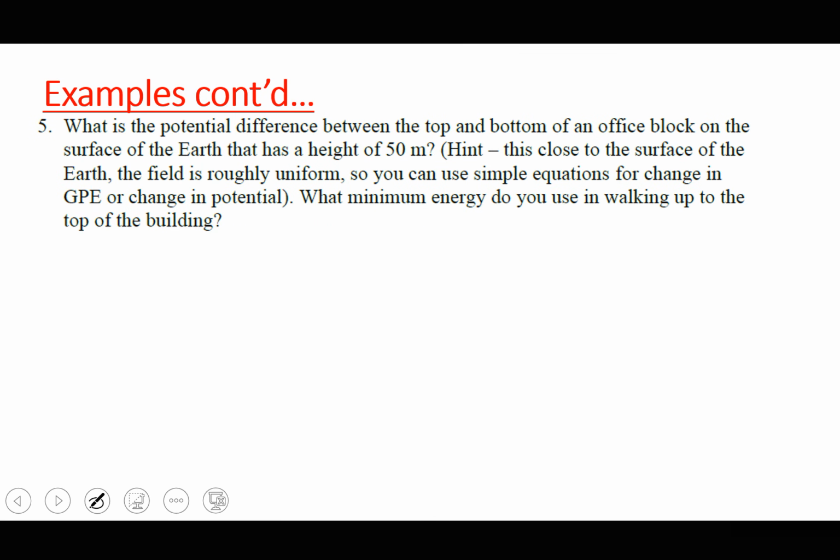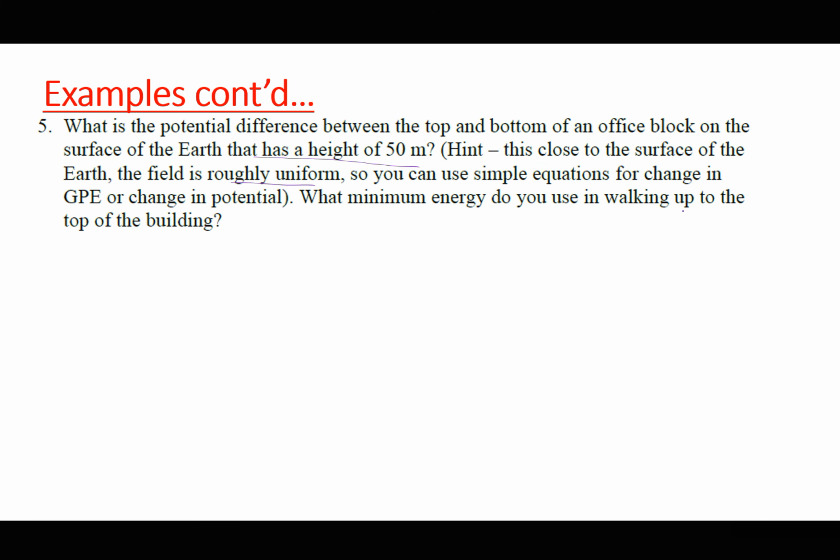Example number 5. I think this should be the last of the last examples. What is the potential difference between the top and the bottom of an office block on the surface of the Earth that has a height of 50 meters? This is close to the surface of the Earth. The field is roughly uniform, so you can always use simple equations for change in gravitational potential. What minimum energy do you use in walking up to the top of the building? That is now the question.